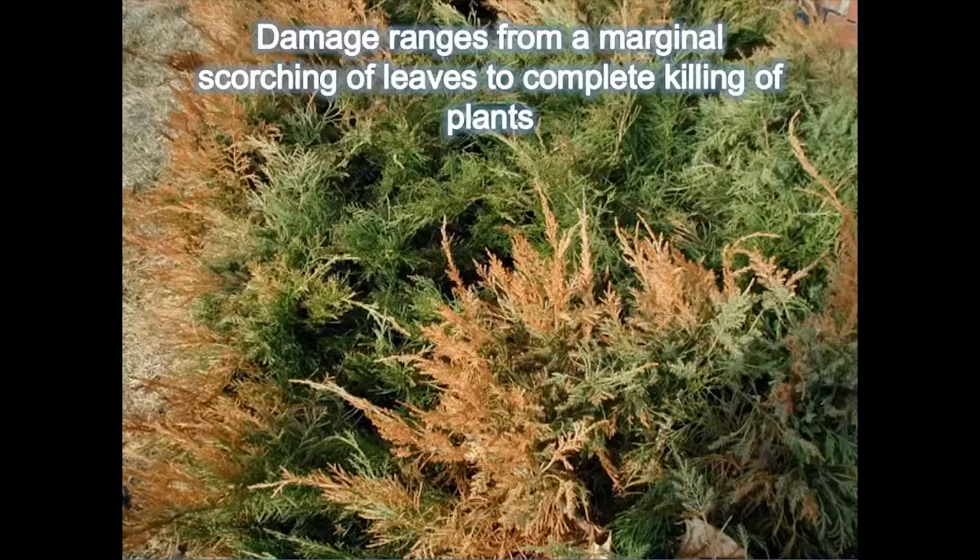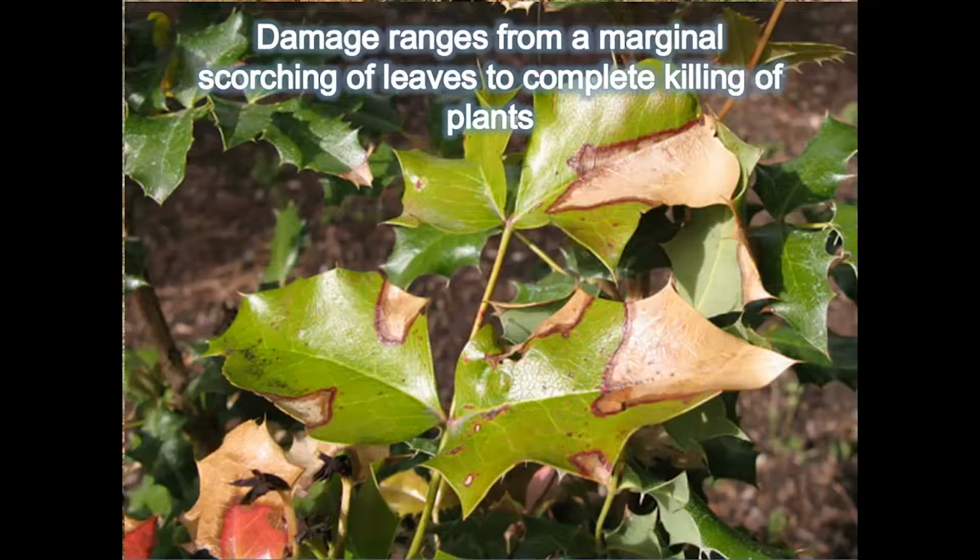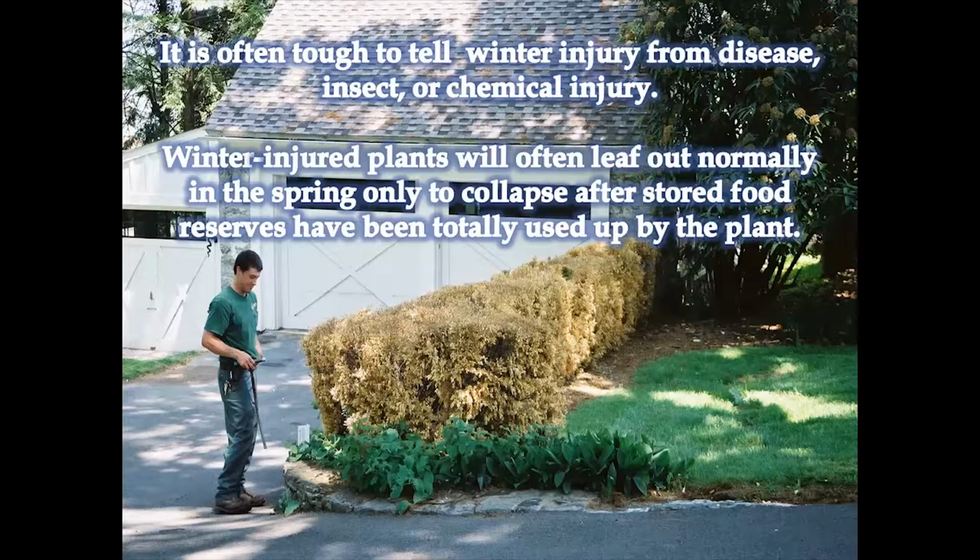And the extent of that damage on our plants ranges from marginal scorching on leaves to total whole-scale death of plants. But you see things like this, and you can go out in the landscape and look at any number of things and see that sort of stuff going on. Where it gets kind of tricky is sometimes it's hard to tell if the damage you have in your landscape was caused by the winter or if it's caused by some other things. They look quite a bit alike.